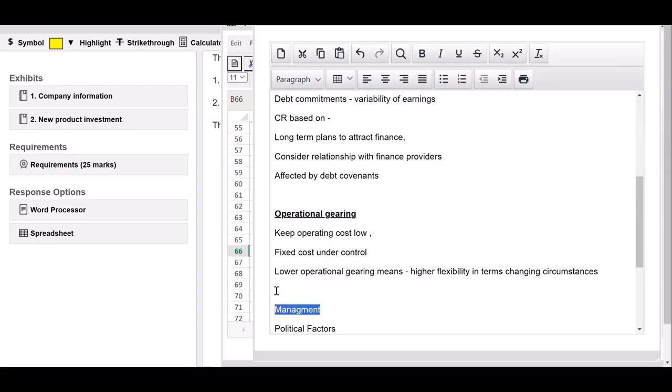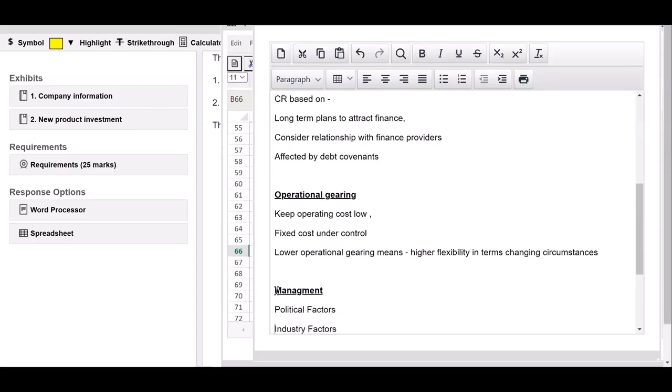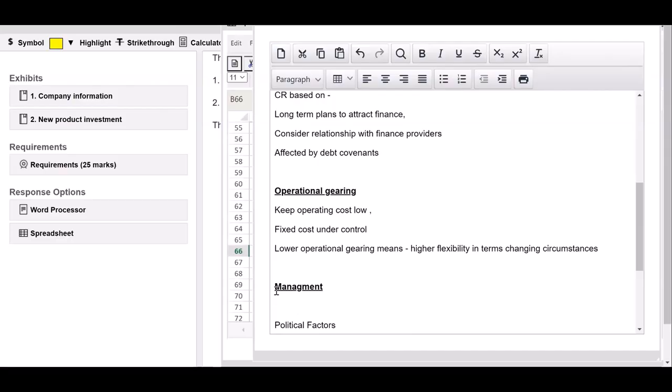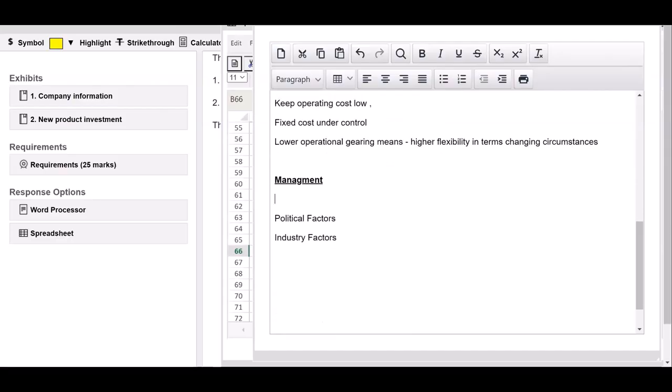Now, as far as management is concerned, there are three more things: management, political, and industrial. As far as management is concerned, the experience and their collective ability to run the company is important. Are they complying with corporate governance? These are things of great importance. How are they managing working capital? Are they doing it properly? It is going to reflect the performance of the management.